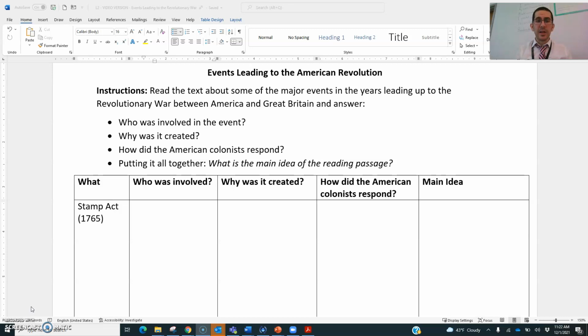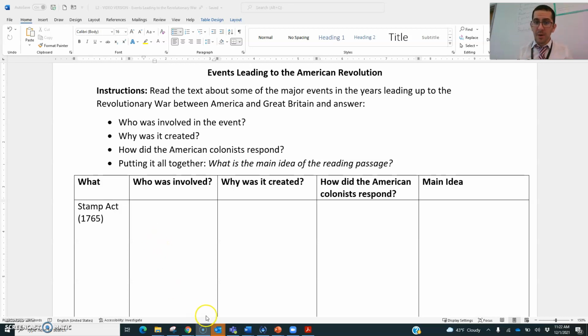We're going to take a look at a particular act or event, and we're going to answer who was involved, why was it created, and how did the American colonists respond to the particular situation. Then we're going to put it all together. What is the main idea of the passage? So if we're able to answer who was involved, why was it created, and how did the American colonists respond, we're going to be able to answer what the main idea is, because that would clearly give us the answer.